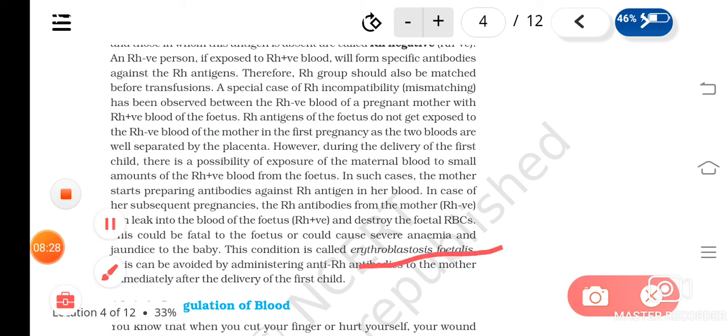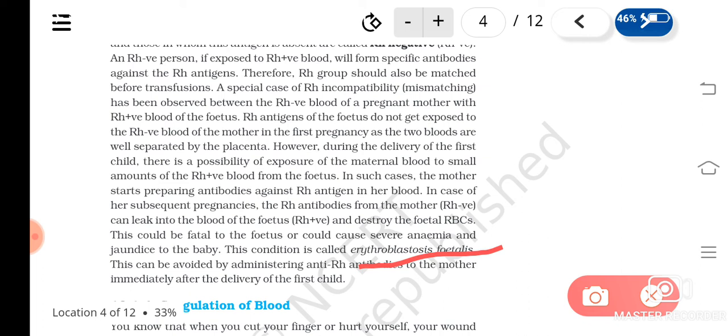Erythroblastosis fetalis. So what is erythroblastosis fetalis? In a pregnant mother, the mother is Rh negative and the baby is Rh positive. What will happen during the first pregnancy? There won't be any problem, as there is no mixing of blood. But during delivery, there is a chance of mixing of blood between the mother and the baby.